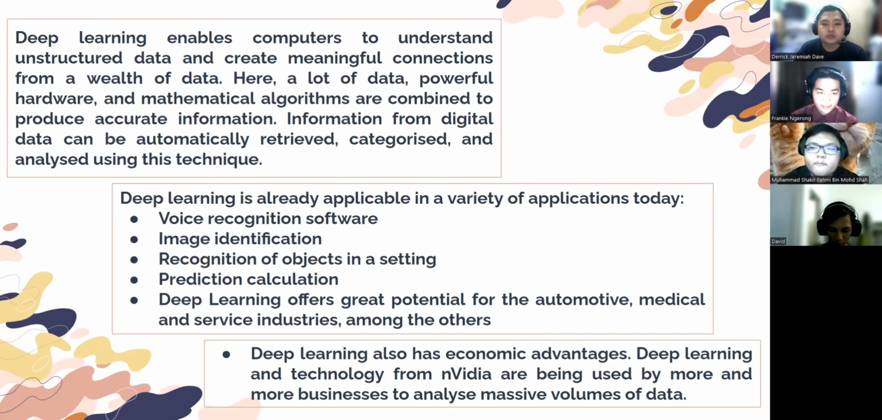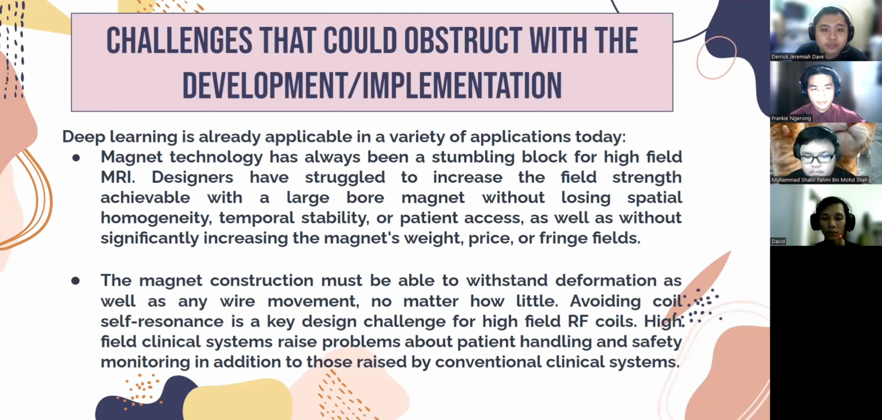So deep learning is already applicable in a variety of applications, such as voice recognition software, image identification, recognition of objects in a setting, and prediction calculations. Deep learning also offers great potential for the automotive, medical, and service industries, among others. Deep learning also has economic advantages. Deep learning and technology from NVIDIA are being used by more and more businesses to analyze massive volumes of data.